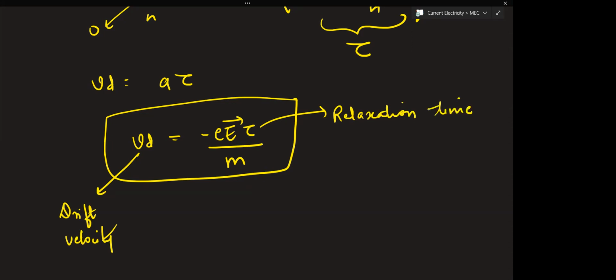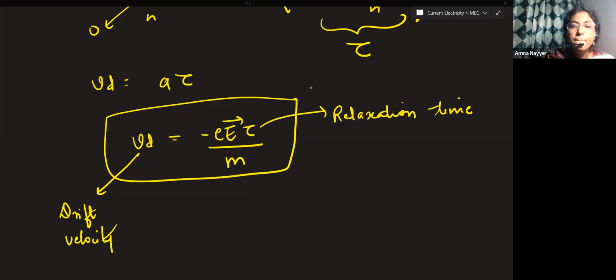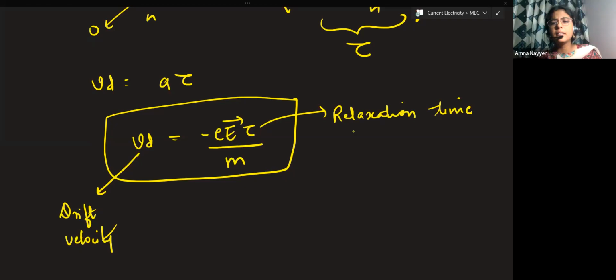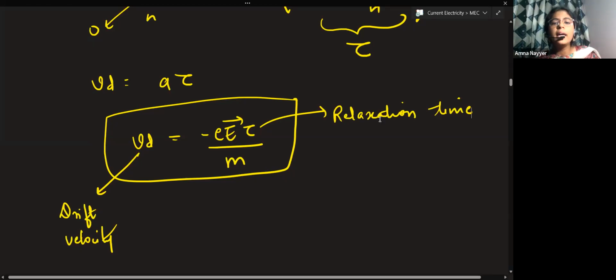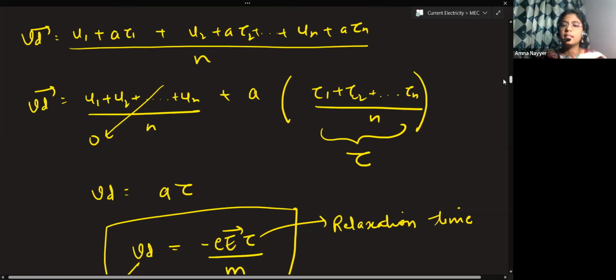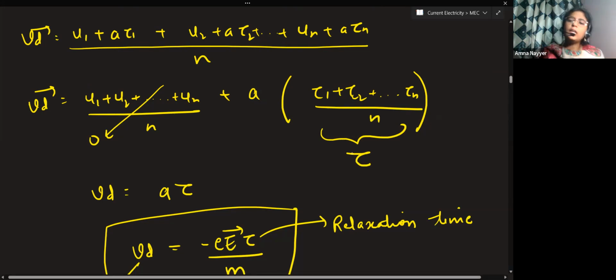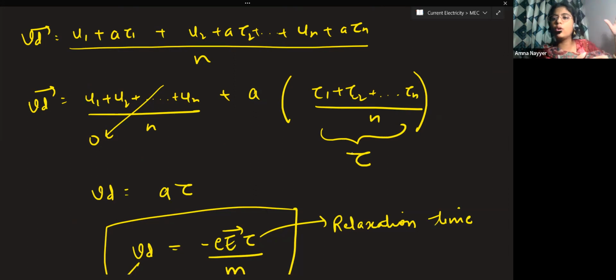It will be A tau by n, right? No, see, this whole average we have written as a single tau, because we are taking the average time interval for every time interval. So tau 1 plus tau 2 plus up till tau n divided by n, that whole complete thing we have written as tau. That is the average relaxation time for the whole drift.